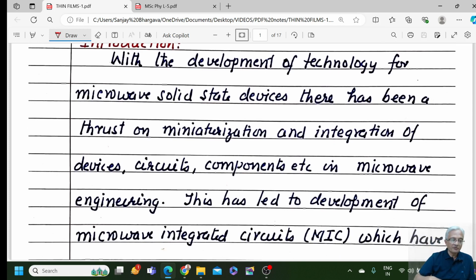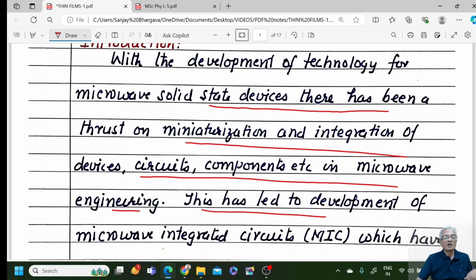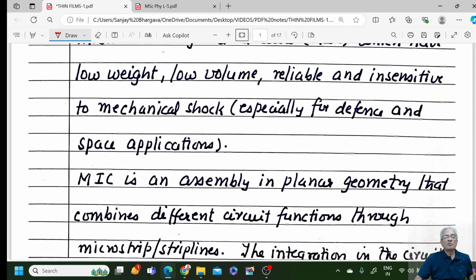With the development of technology for microwave solid state devices, there has been a thrust on miniaturization and integration of devices, circuits, components, etc. in the microwave engineering. This has led to the development of microwave integrated circuits, which have low weight, low volume, are more reliable and insensitive to mechanical shocks, especially for defense and the space applications.